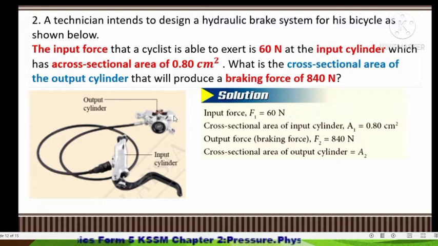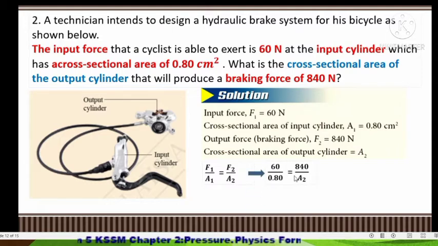So we can list out all the information now. The input force we mark as F1 equals 60 Newton. A1 equals 0.8 cm squared. F2 is 840 Newton. We want to find the value of A2. So use the Pascal formula: F1 over A1 equals F2 over A2.